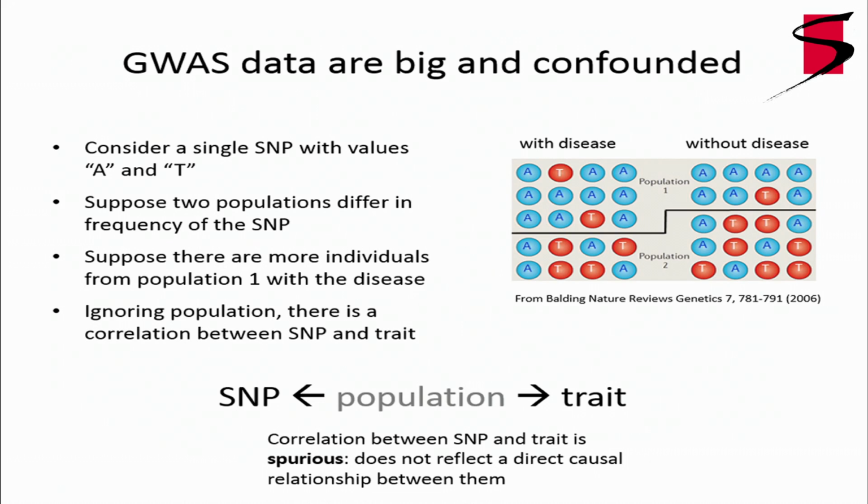Okay, so in terms of graphical models, it looks like this. You have some hidden population variable. The population influences the value of the SNP, and the population influences the trait. There's no direct causal influence from the SNP to the trait, yet you find a correlation between the two. So in the genomics community, this is considered a spurious association. It's a correlation, but it's not directly causal.